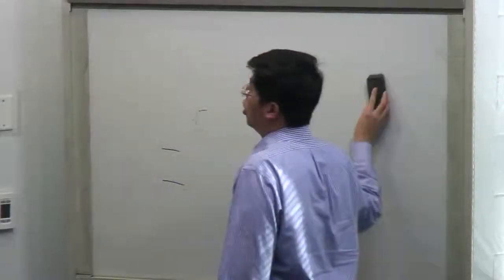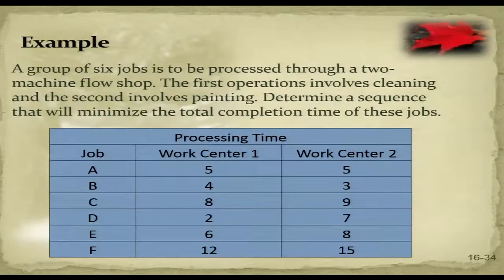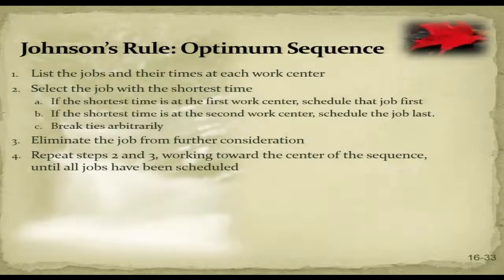These are two working centers. So a group of six jobs is to be processed through a two-machine flow shop. The first operations involve cleaning, and the second involve painting. We want to determine a sequence, like A, B, C, D, E, F, first come, first served. But we want to use Johnson's rule to determine a sequence that minimizes the total completion time of these jobs in the two work centers. So, we want to use Johnson's rule to find the sequence of these six jobs. First step, we list the jobs and their time at each working center.